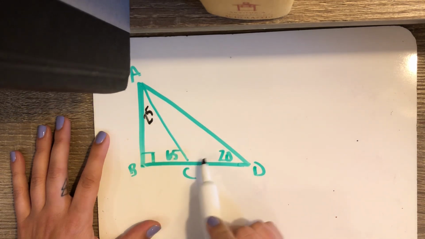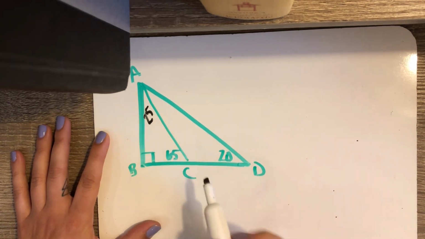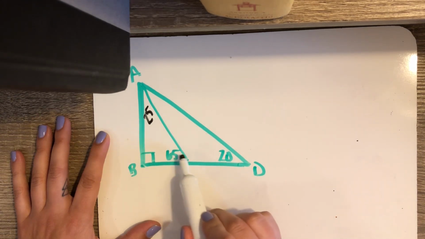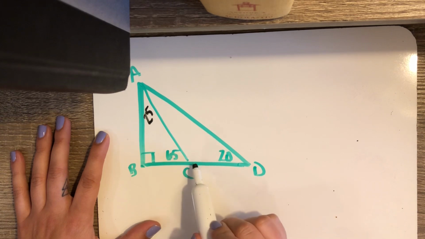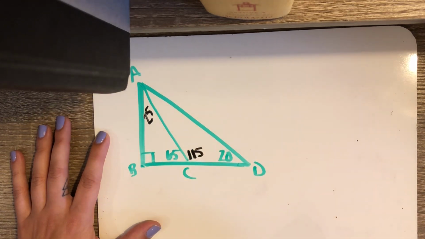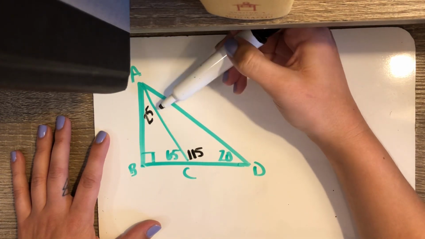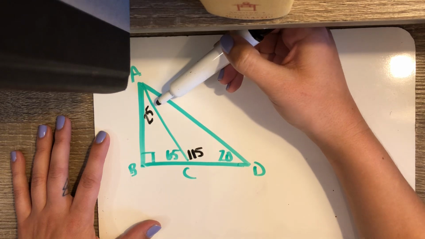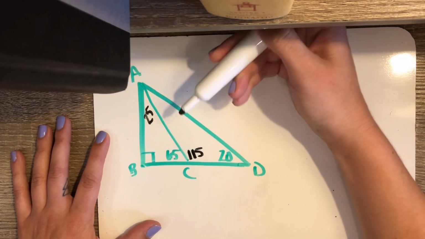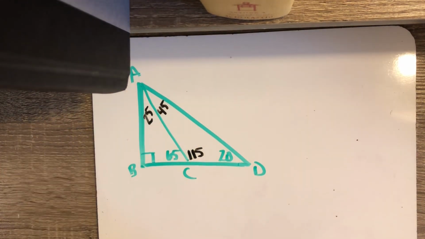Moving over to this non-right triangle, it's an obtuse triangle. I'm going to start by finding the measure of angle ACD. I can do that because these two angles are supplementary, they're a linear pair. So 180 minus 65 gives me 115 here. And finally, again in this obtuse triangle, I can find that third angle measure, angle CAD, by adding these two together and subtracting from 180, and that gives me 45 degrees here.